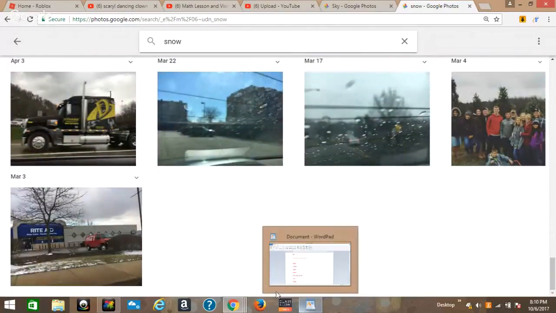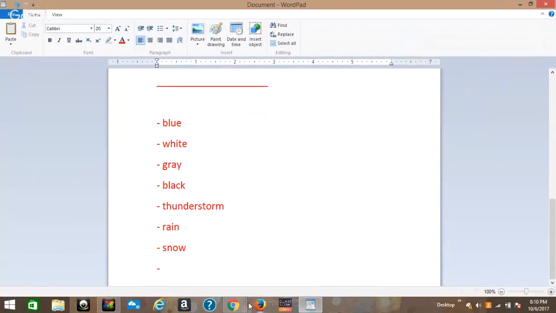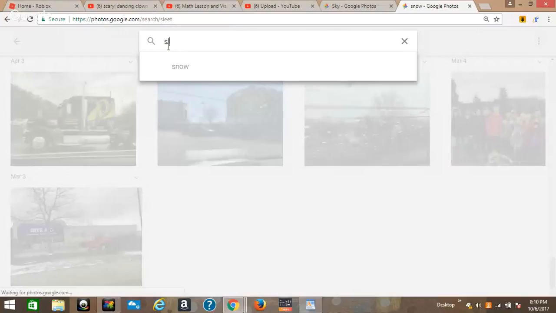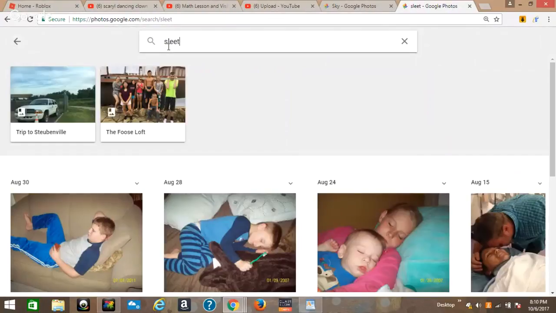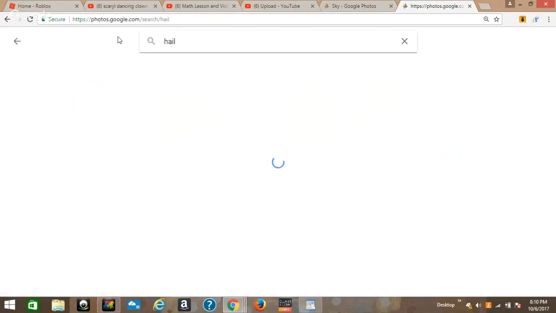Wow, look at that snow. Oh, there's a Coca-Cola truck. Rain, snow. If we can do the next one, then that means that this is a category as well. Good old sleet. That's what falls in the sky sometimes when there's a storm. Sleet. I wasn't talking about sleep. I was talking about sleet. There we go. That's an example of sleet, and that's an example of sleet. And please excuse the free photos, okay?